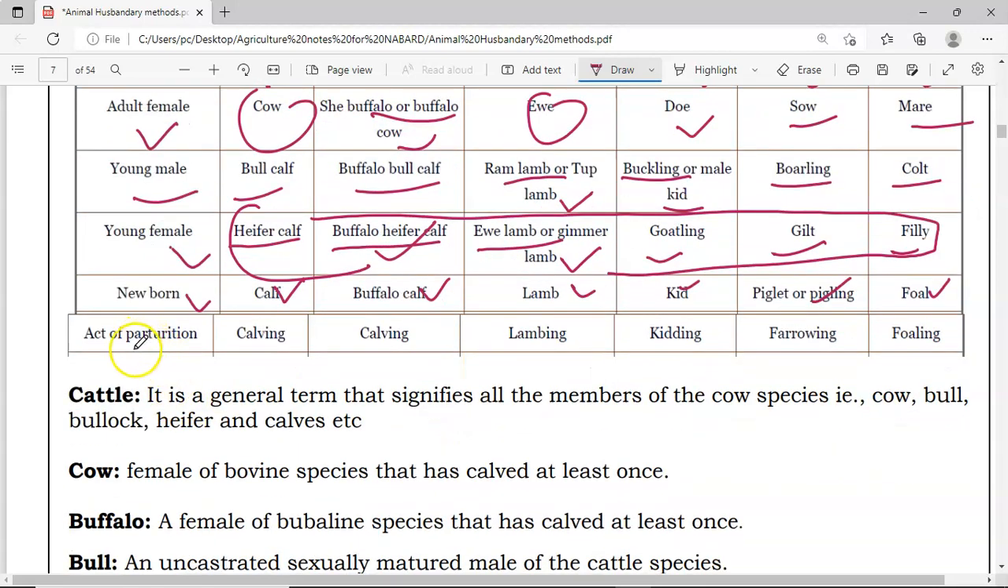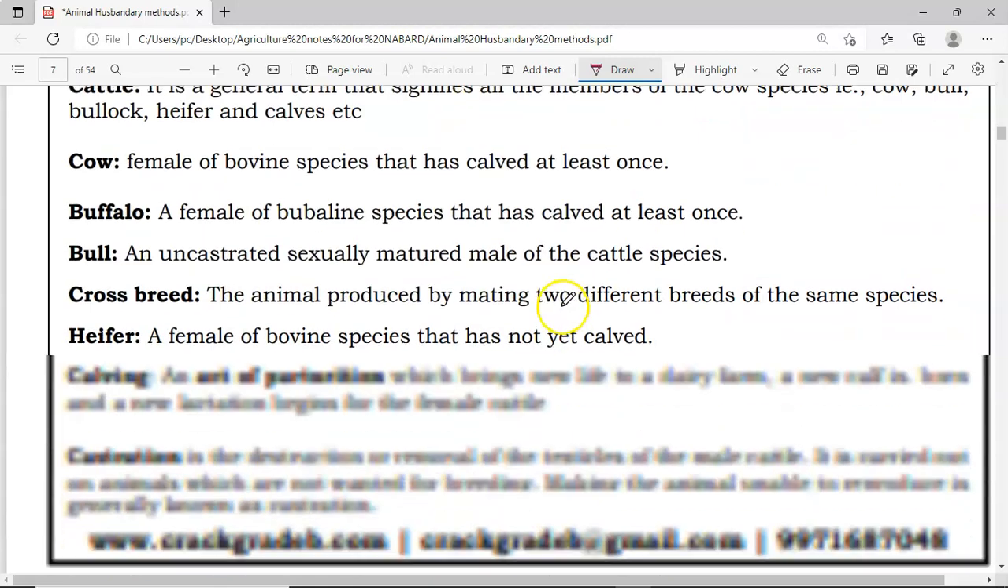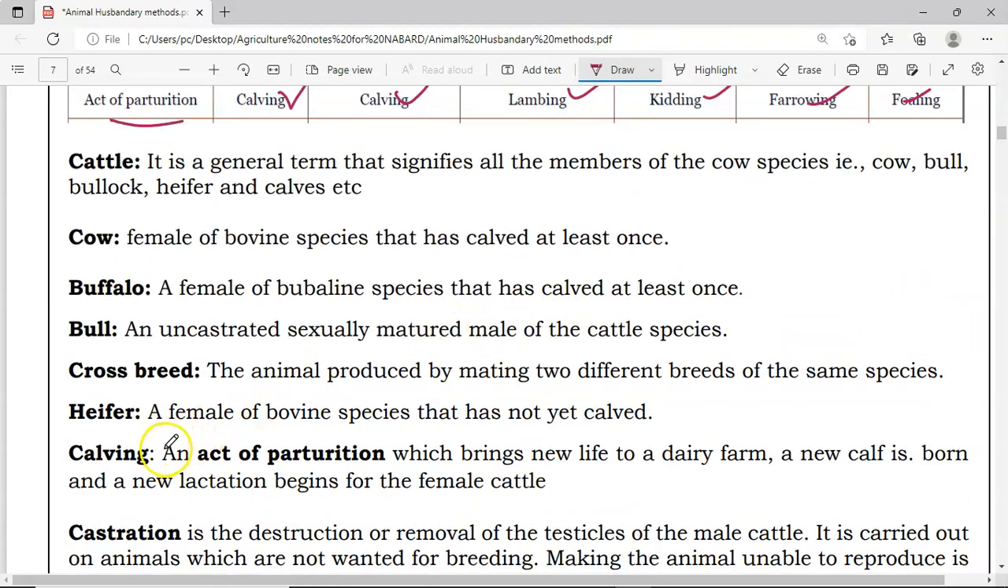And this act of parturition is known as calving, lambing, kidding, farrowing and foaling. So now we will see the different terms related to animal husbandry. We will learn these terms in a very fast manner because they are very short terms.